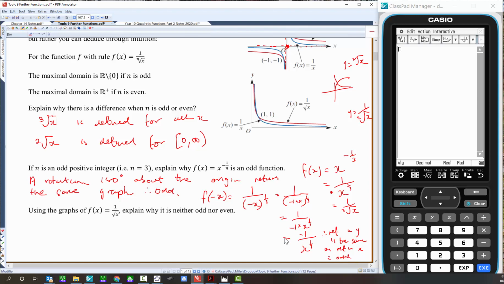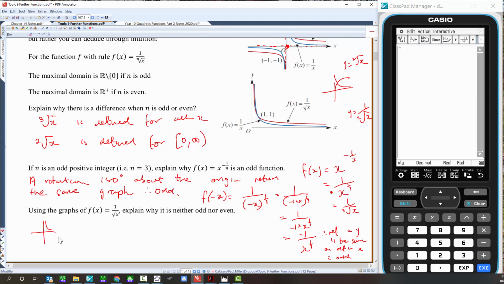Okay, so we've used two ways to explain why it's an odd function. We've talked about the graph itself, and then we've done it algebraically using that property. Okay, using the graphs of f of x equals 1 over root x, explain why it's neither odd nor even. So we've got to use the graphs this time.